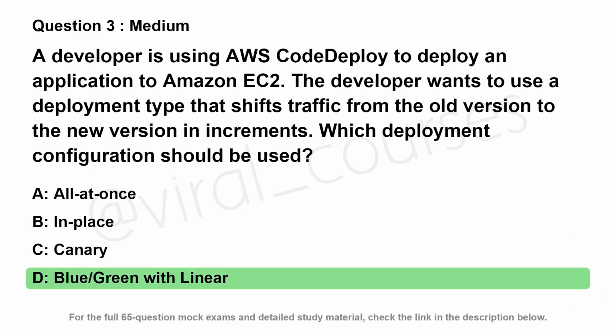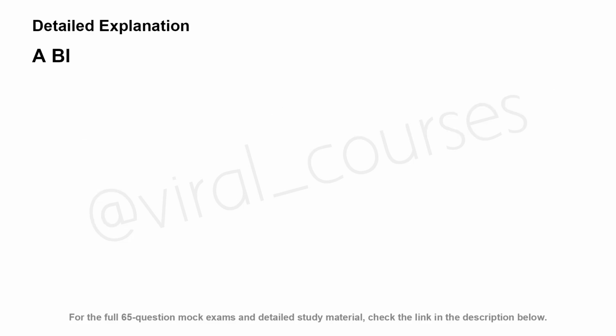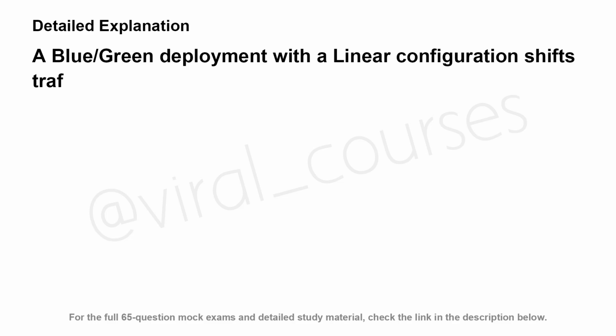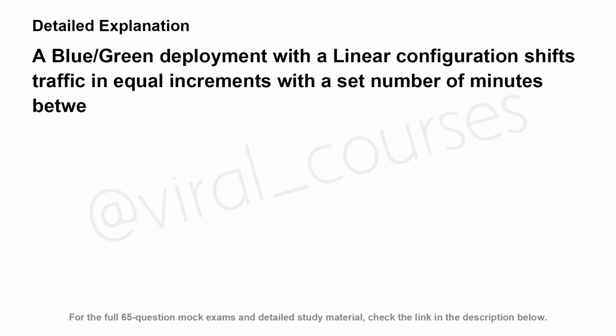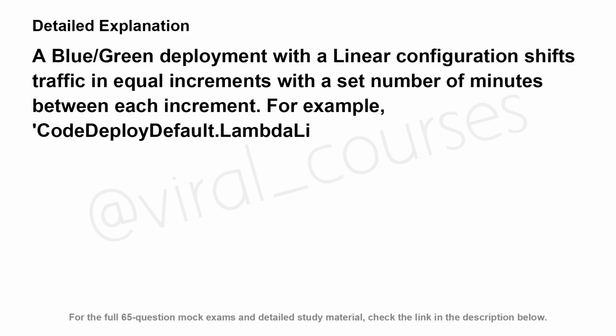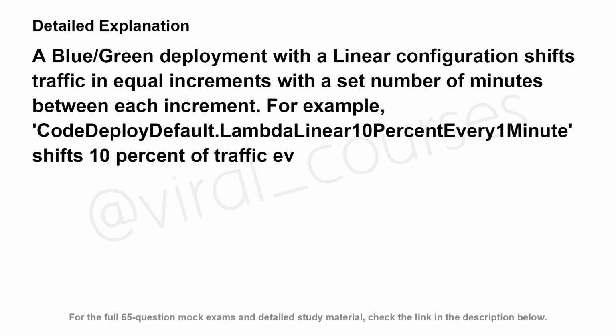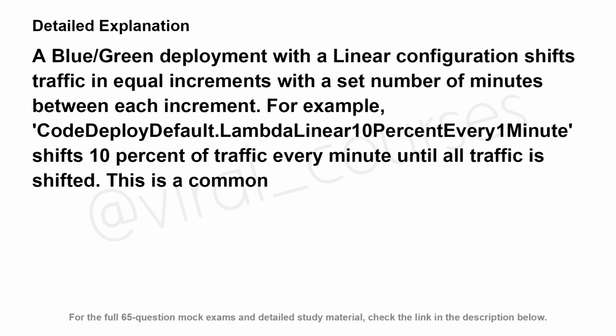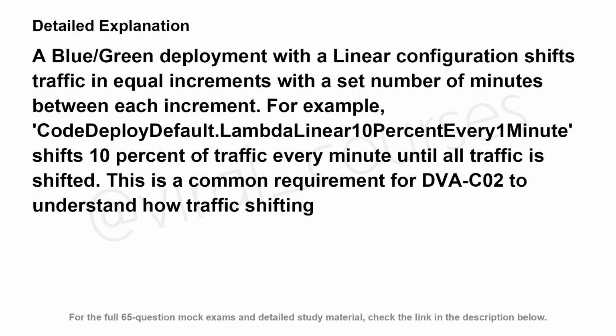The correct answer is D. A blue/green deployment with a linear configuration shifts traffic in equal increments with a set number of minutes between each increment. For example, the CodeDeploy default Lambda linear 10% every 1 minute shifts 10% of traffic every minute until all traffic is shifted. This is a common requirement for DVA-C02, to understand how traffic shifting works in CI/CD pipelines.